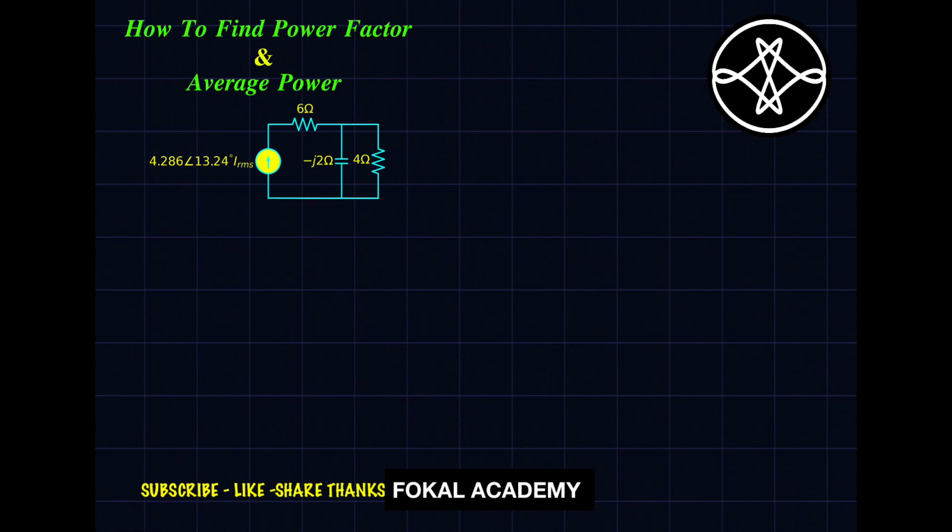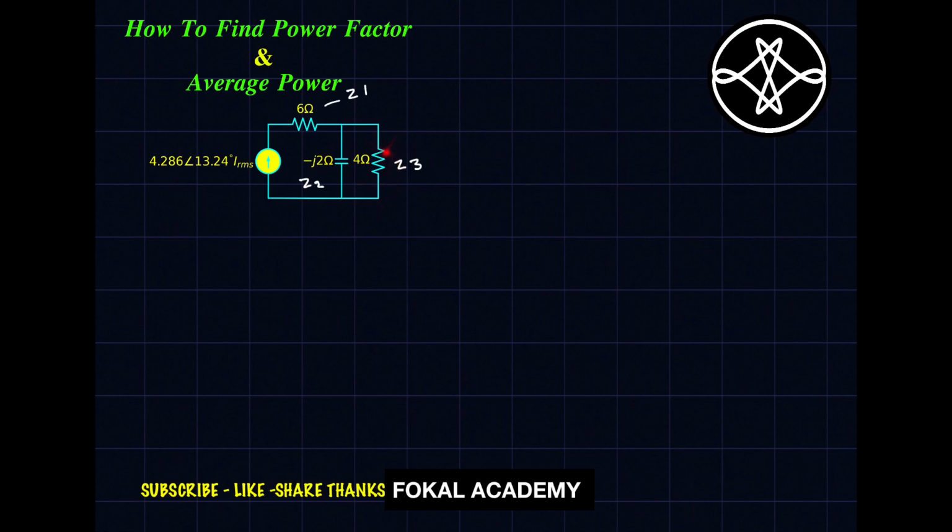First of all, we need the overall impedance for the given circuit, because power factor depends upon the impedance phase. Here 6 ohms and 4 ohms are given, and for the capacitor the impedance is given as minus j2 ohms. So let's consider this as Z1 impedance, this as Z2 impedance, and this as Z3 impedance. When you observe carefully, Z2 and Z3 are in parallel.